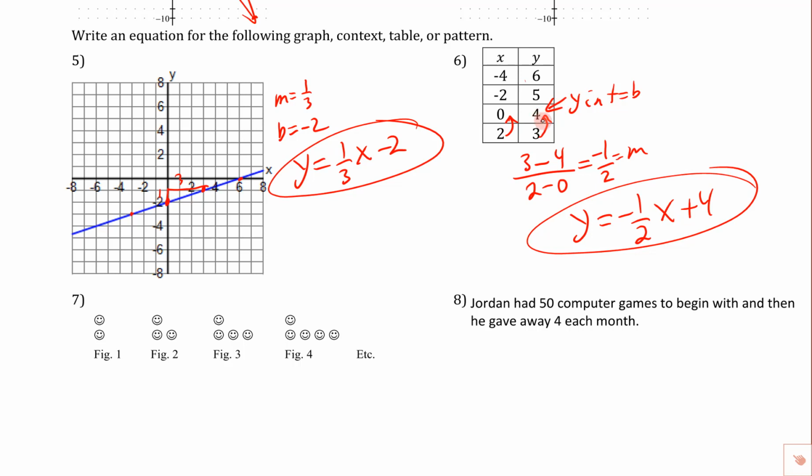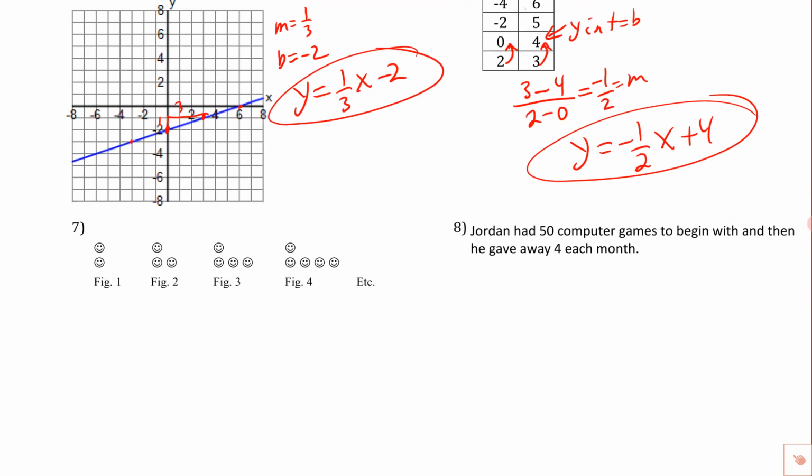Having them give us the y-intercept is a huge advantage. If they hadn't given us that, what we would do is put a b right here, and then we would pick one of these points to plug in. Again, pick an easy point to plug in, probably fewest negatives and smallest numbers you can. So there we go on that one.